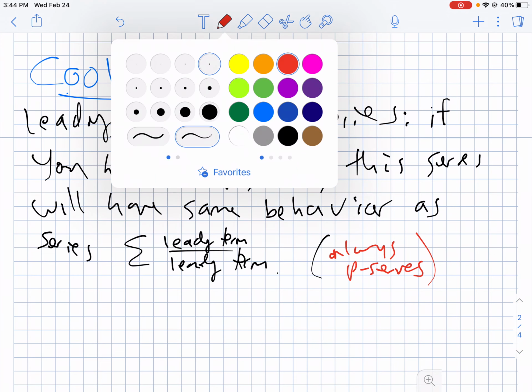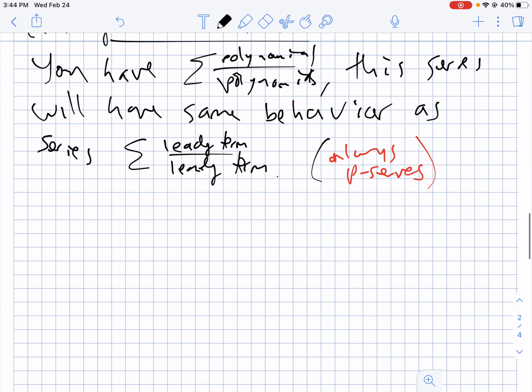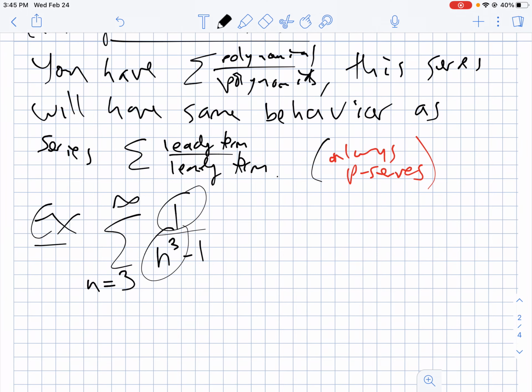Okay, so let me give some examples of what this will look like. This is a pretty powerful rule, but it basically just says that if you look at the sum of 1 divided by n cubed minus 1, this is basically just going to do the same thing as 1 over n cubed, which hopefully is what you'd expect, because as we get to big numbers, 1 over n cubed minus 1 is pretty close to 1 over n cubed. So what this is saying is if you just take the leading terms, like let's circle those.